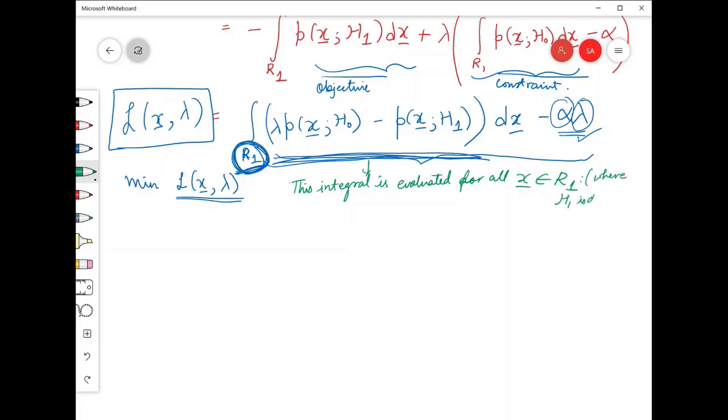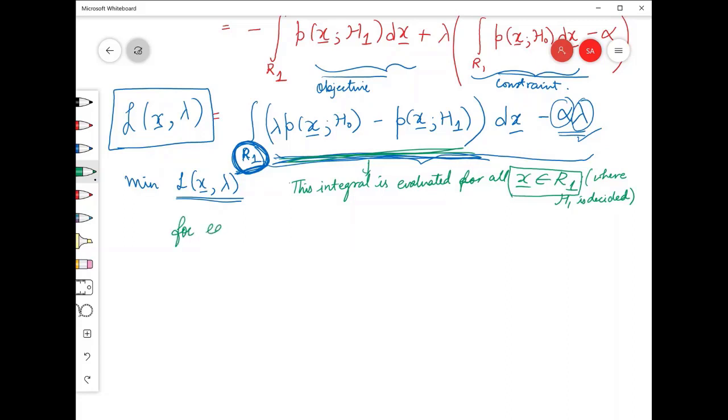h1 is decided. All right. So how am I going to minimize this Lagrangian? If, for each value of x belonging to R1, I can minimize this value, then I can minimize the Lagrangian also.